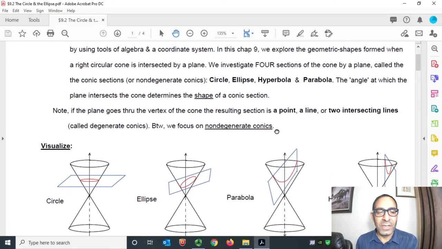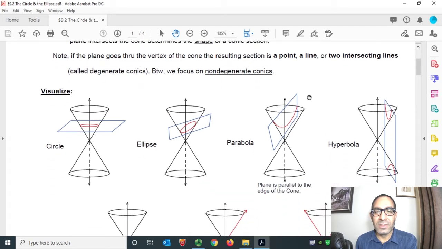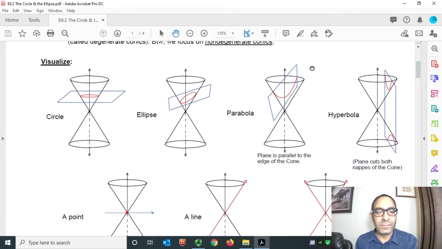Note, if the plane goes through the vertex of the cone, the resulting section is a point, or a line, or 2 intersecting lines. By the way, we focus on the non-degenerate conics, that is, we focus on circle, ellipse, hyperbola, and parabola in this class. So now let me visualize the conic sections here.